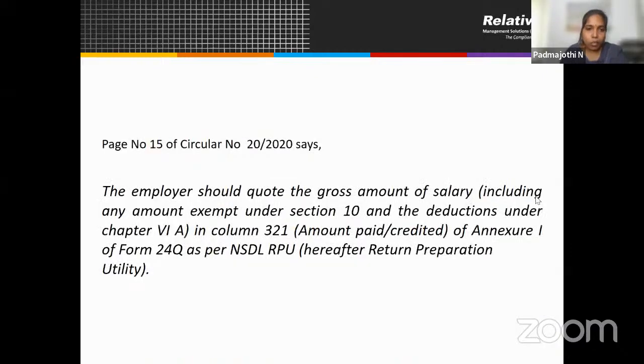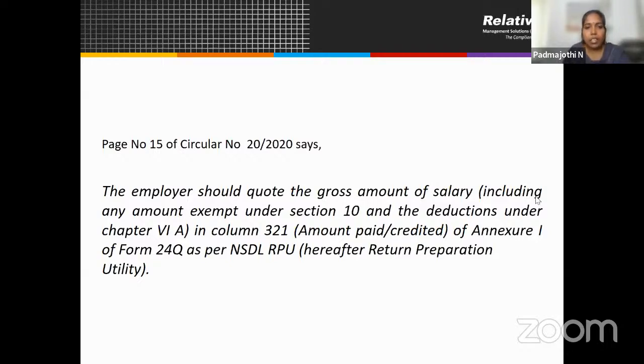And the act also says the same thing. The employer should quote the gross amount of salary, including any amount exempt under section 10, deductions under chapter 6A. In column 321, it clearly says that the employer should mention the gross salary. It is not about mentioning it after section 10, after the taxable income like that.